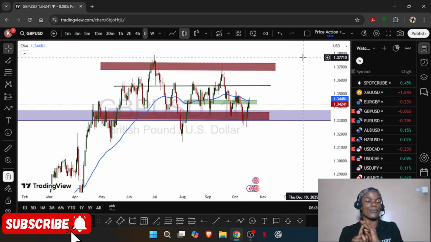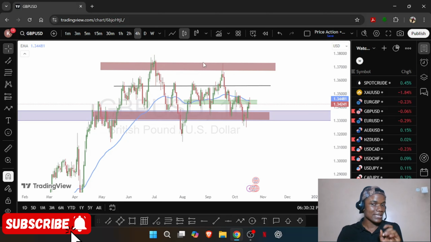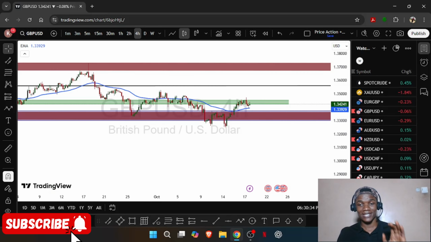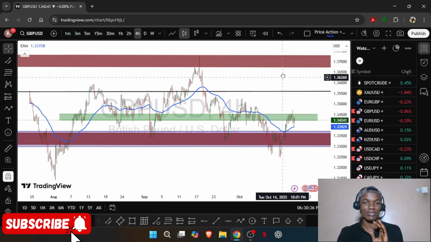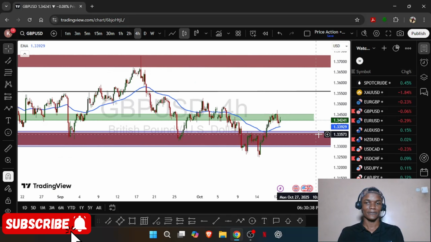You can see a double top on the weekly, and then on the 4 hour we can see a downtrend. What does that tell you guys? That the pound dollar is likely to be a down movement.